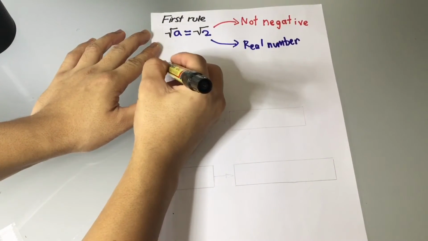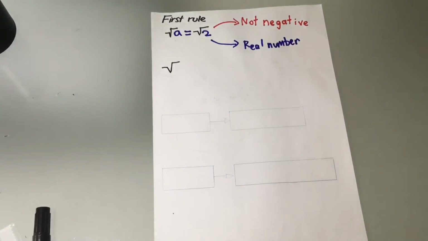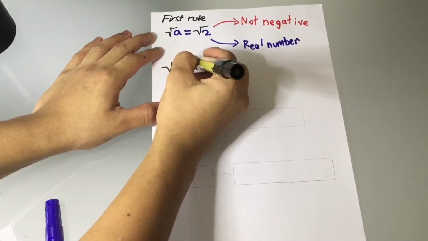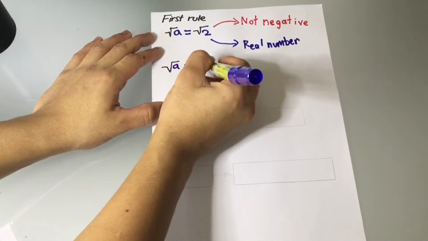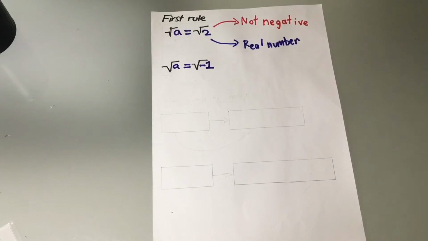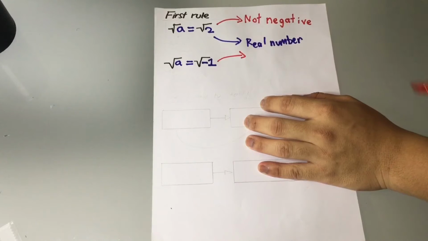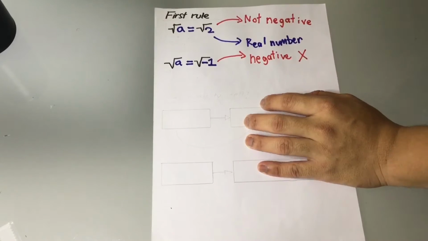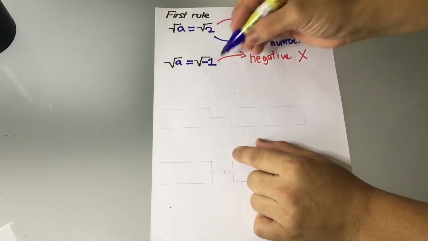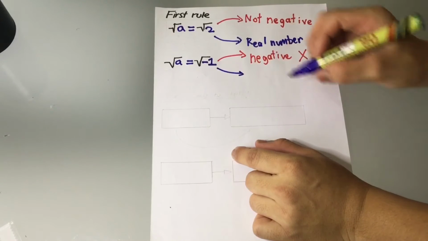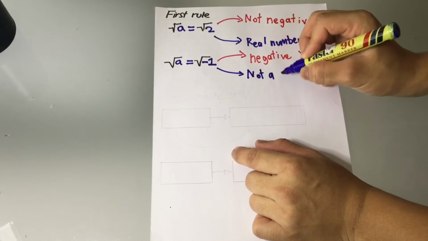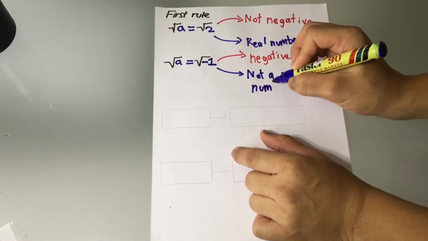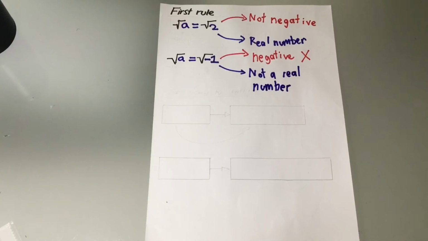Okay, for instance, I'm going to demonstrate this with another number, square root of negative 1. If square root a was square root of negative 1, would that even fulfill the first rule here? Would that even be considered a surd if this rule is broken? No, the answer is no, because it is negative, and therefore it's not even a real number. If it's going to be a real number, then it has to be bigger than or equal to 0. That is also one of the rules which I mentioned before.